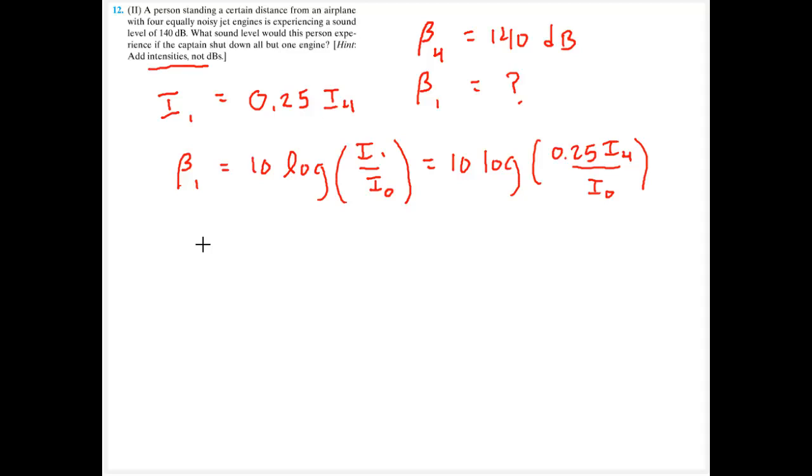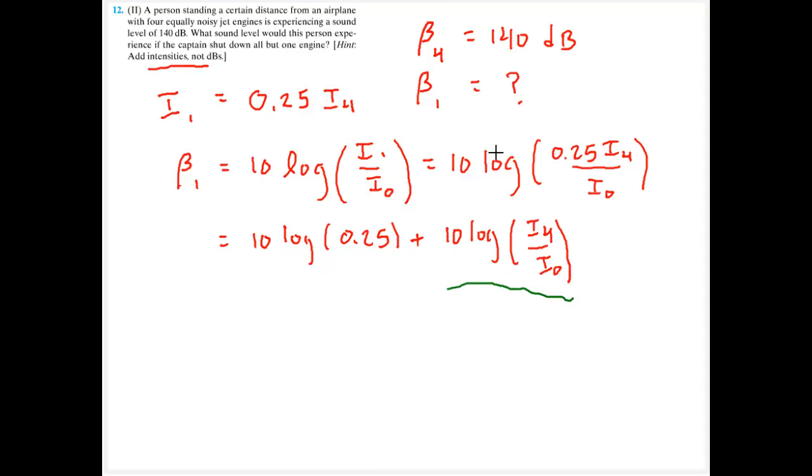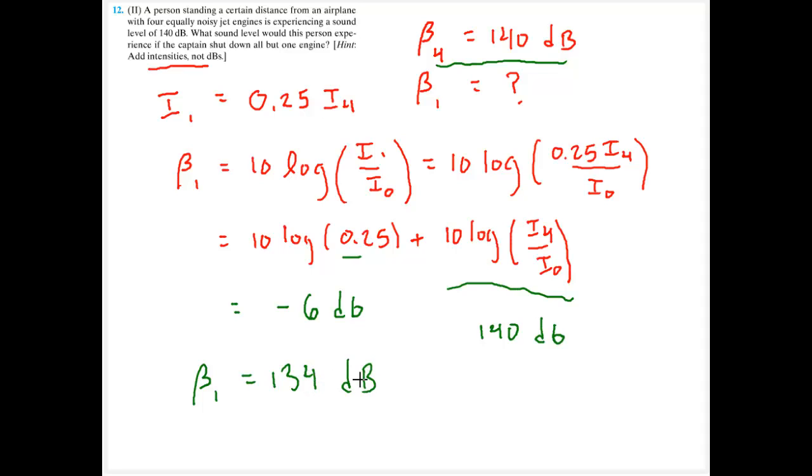And now I can go ahead and write this as 10 log of 0.25 using the rules for logs, plus 10 log of the intensity of 4 engines relative to I naught. This guy right here is simply this right here, so 140 decibels. Take the log of a number less than 1, you're going to get a negative number, so you pack that in, you get -6 decibels, and thus the sound level is going to be 134 decibels.